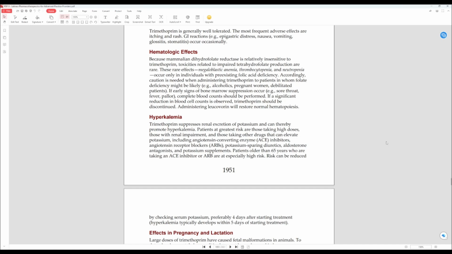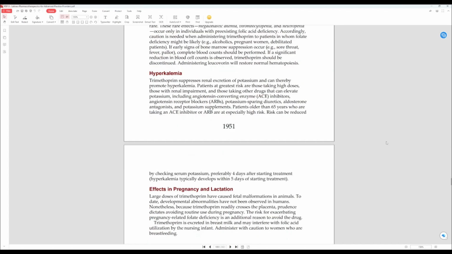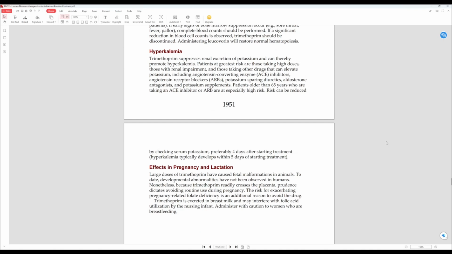If early signs of bone marrow suppression occur, complete blood counts should be performed. If a significant reduction in blood cell count is observed, trimethoprim should be discontinued. Administering leucovorin will restore normal hematopoiesis. Adverse effects in regards to hyperkalemia. Trimethoprim suppresses renal excretion of potassium and can thereby promote hyperkalemia. Patients at greatest risk are those taking high doses, those with renal impairment, and those taking other drugs that can elevate potassium, including ACE inhibitors, angiotensin receptor blockers or ARBs, potassium-sparing diuretics, aldosterone antagonists, and potassium supplements. Patients older than 65 years of age who are taking an ACE inhibitor or an ARB are at especially high risk. Risk can be reduced by checking serum potassium, preferably 4 days after starting treatment.